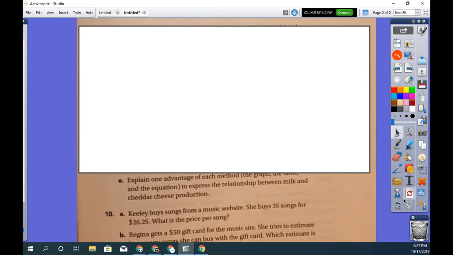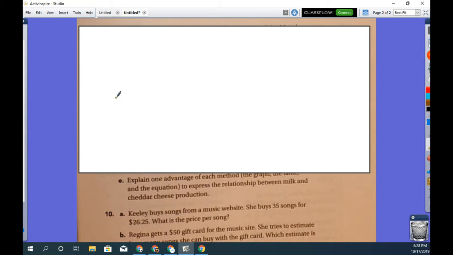So it is milk that's going to cause cheese. So we're going to have 50 gallons of milk. And that is going to make 5 pounds of cheese.